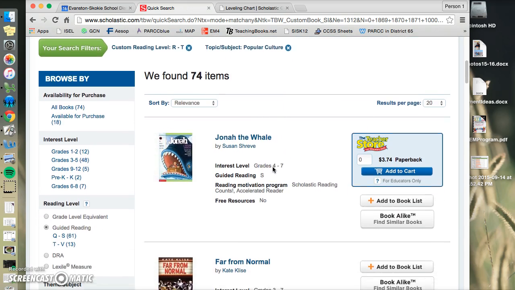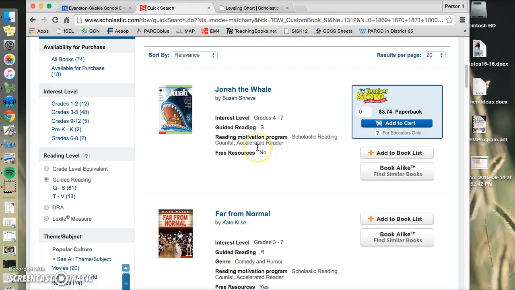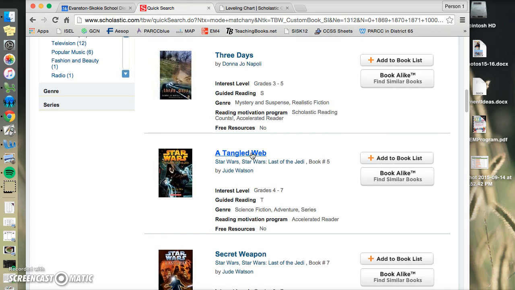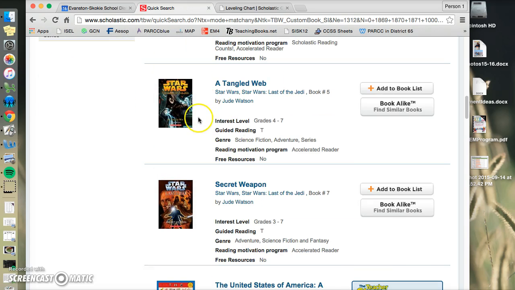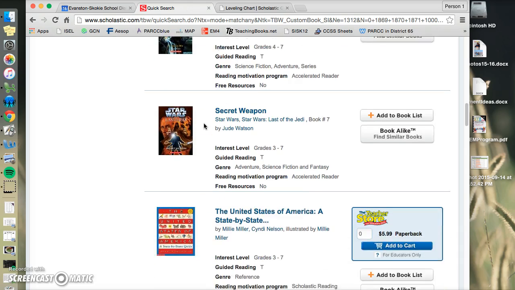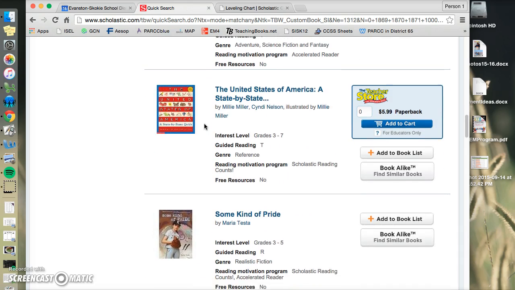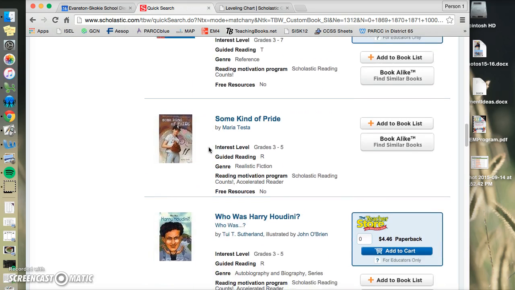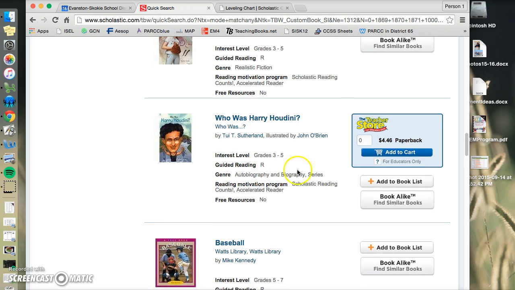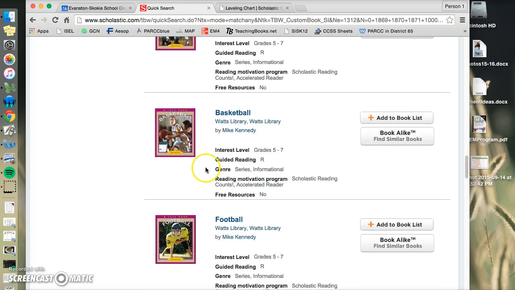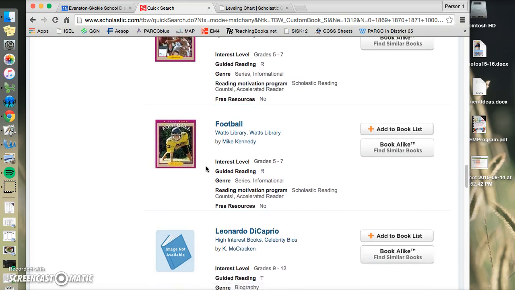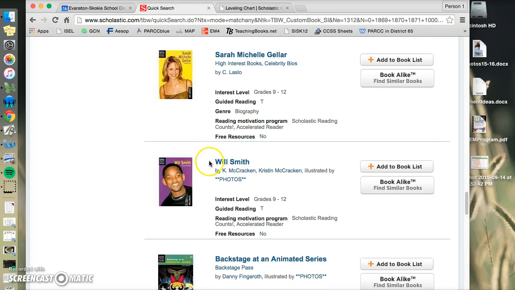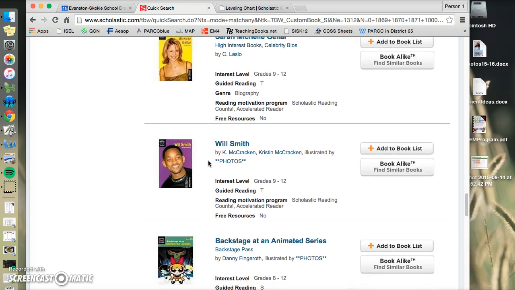So then, again, this is just a book list. You can click on any of them to find out for sure what they're about. Pop culture: Star Wars, definitely pop culture, will continue to be pop culture until the end of time. United States of America, so it is a mix of fiction and nonfiction. Autobiography, part of a series. Some different sports-based ones. Sports are part of pop culture. Leo DiCaprio, Sarah Michelle Gellar, Will Smith, super pop culture, really great.